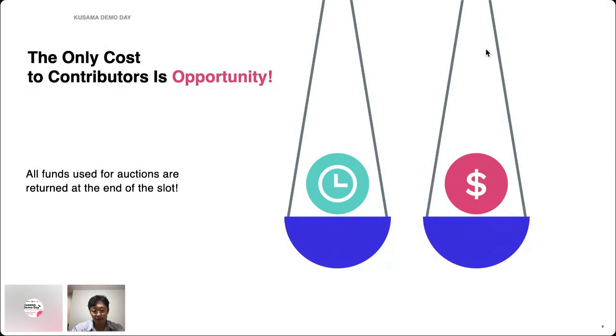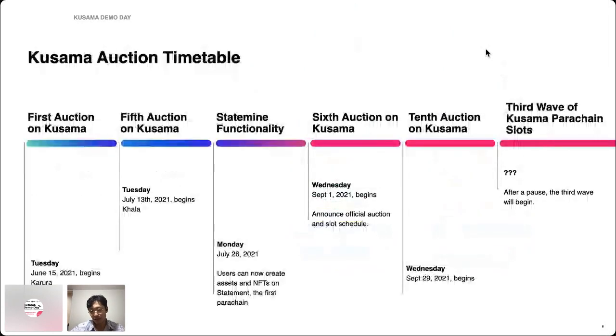And so in case some of you didn't know about Kusama auctions, right? The first 5 auctions for Kusama have completed, and they've been quite successful. So the first auction on Kusama began on June 15th, 2021 with Karura. And then the 5th one was on July 13th of 2021. And in total, the first to 5th slots raised over 10% of the total Kusama supply to be locked within the Parachain slots.